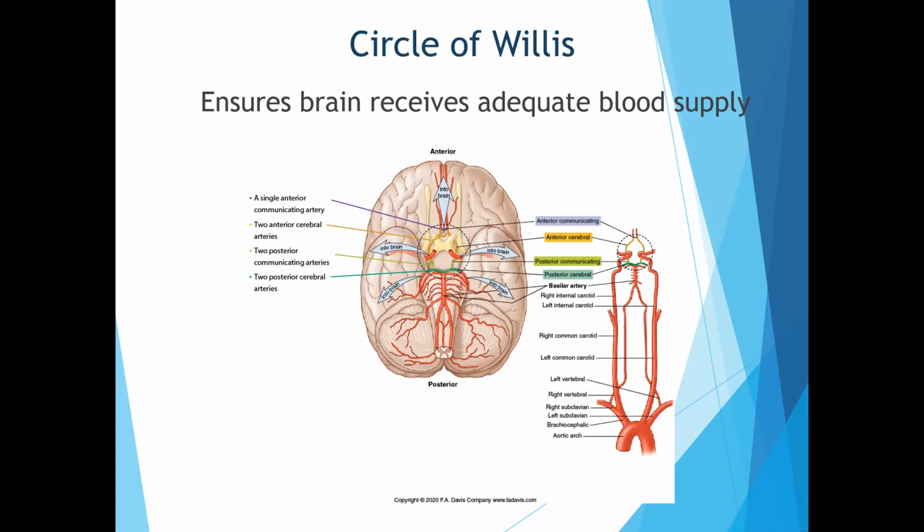If we have issues with both halves or farther down the line here, then we're going to have issues. But in terms of the brain, the circle of Willis is a little bit of a safety system to make sure that our brain continues to get adequate blood supply. So that's the main thing you need to know about the circle of Willis, is that it's going to make sure our brain maintains its adequate blood supply.